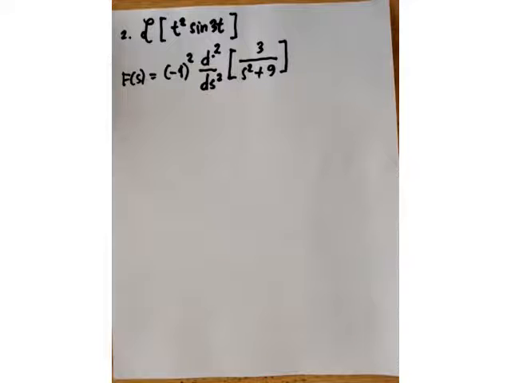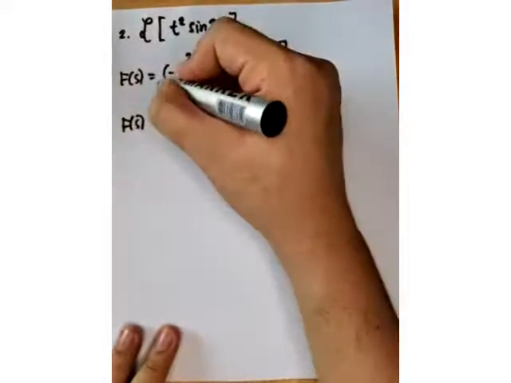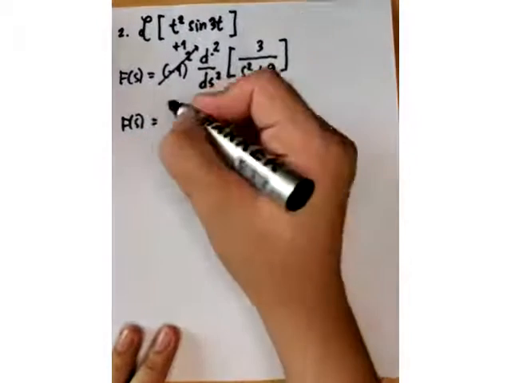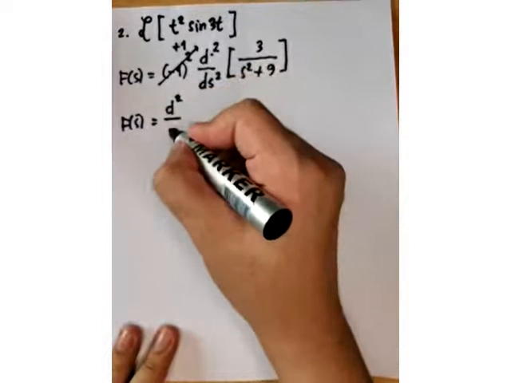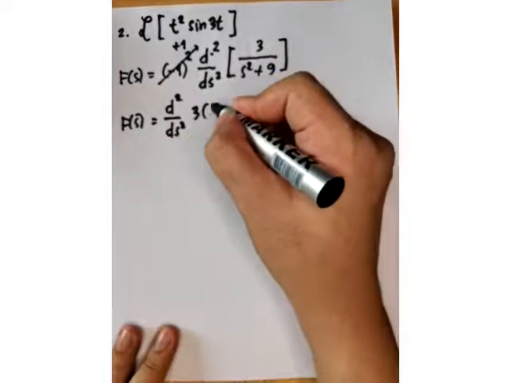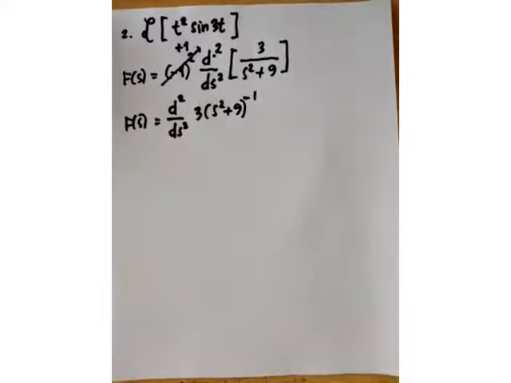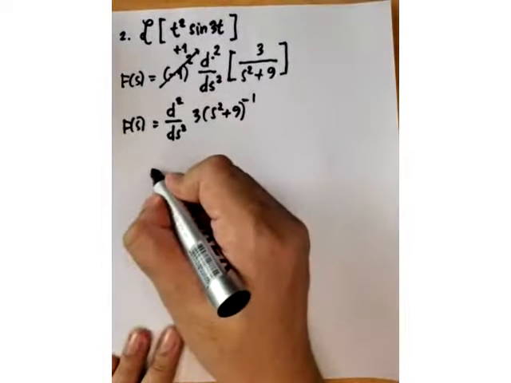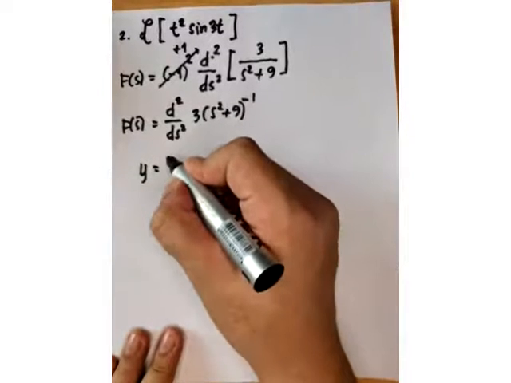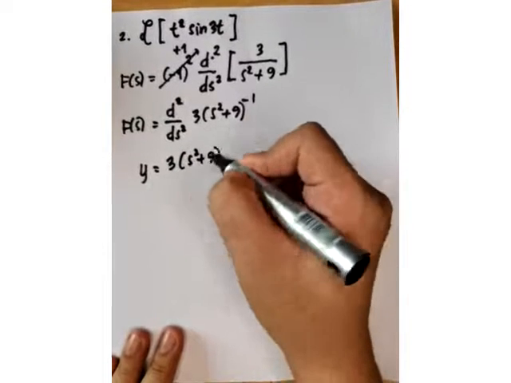Okay. So, ang Laplace transform natin ay ito ay magiging positive 1. So, ang gagawin na lang natin ay i-derive natin to ng dalawang beses. Pero ita-transform ko na siya na 3 times s squared plus 9 raised to negative 1. Para madali lang i-derive. Okay? So, I will let y is equal to 3 times s squared plus 9 raised to negative 1.